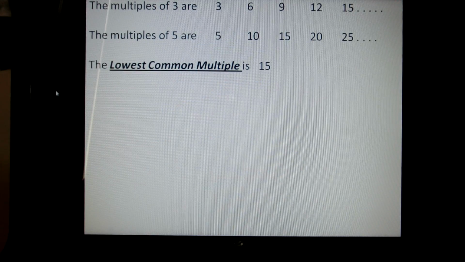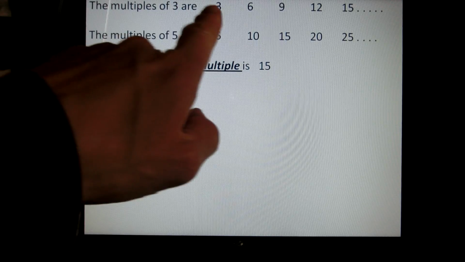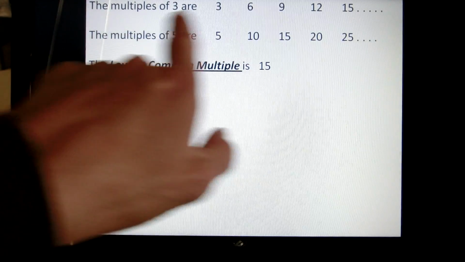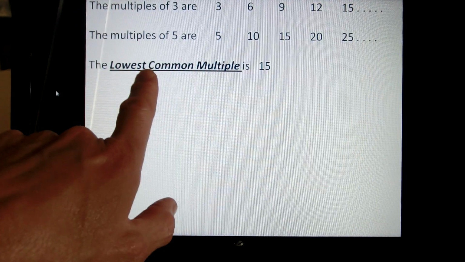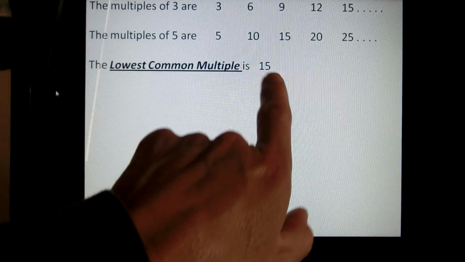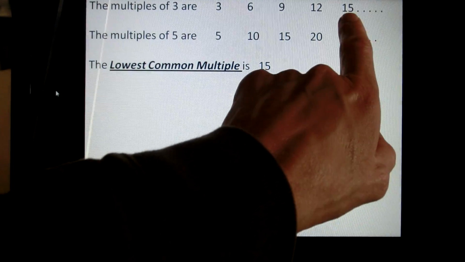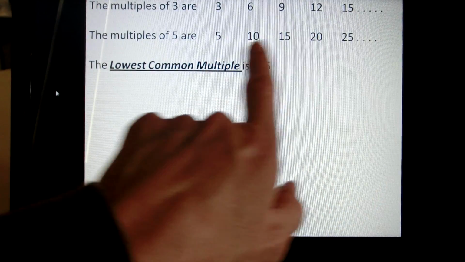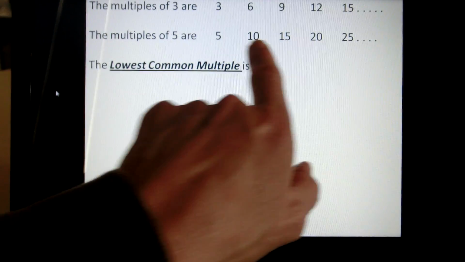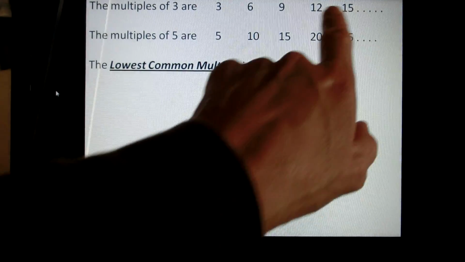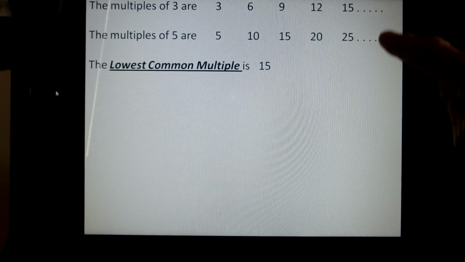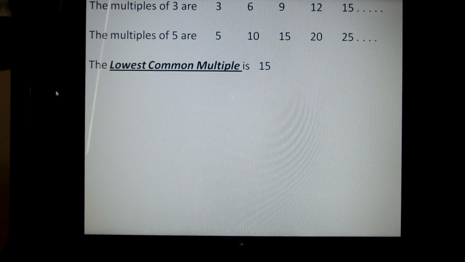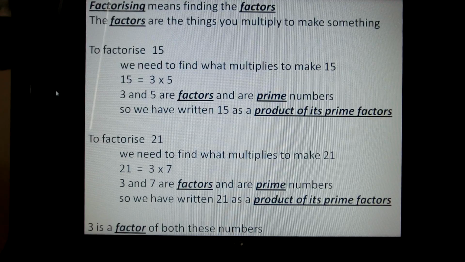Right. The multiples of 3 are 3, 6, 9, 12, 15. The multiples of 5 are 5, 10, 15, 20, 25. The common multiples are any multiples that would appear in both lists. So 15 appears in both lists. And that's the lowest common multiple. It's the lowest common multiple, 15. There would be other ones in common, like 30. 30 would appear in both lists further up, but the lowest common multiple is 15.